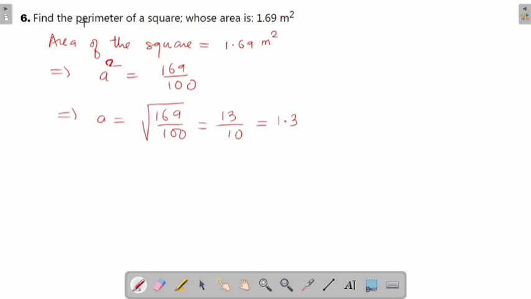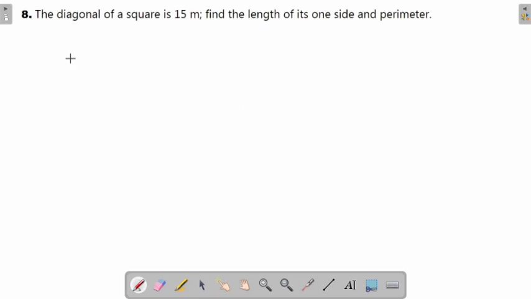Now you are asked to find the perimeter of the square. So therefore perimeter, you know the perimeter formula is 4a, right? So 4 into a, which is 1.3. When you multiply it becomes 5.2 centimeter. I'm sorry, this will be meter. 5.2 meter. So you may pause the video and note down your solution. Let's move on to the next question.